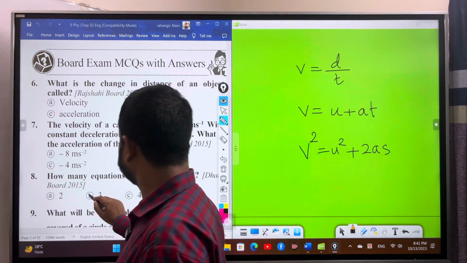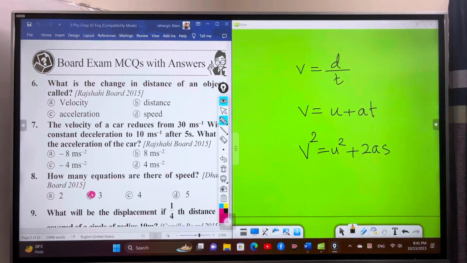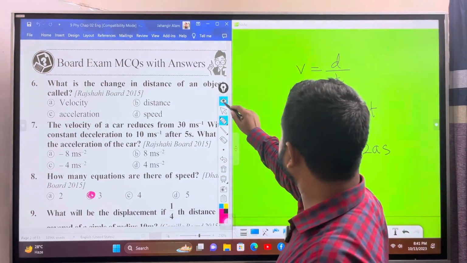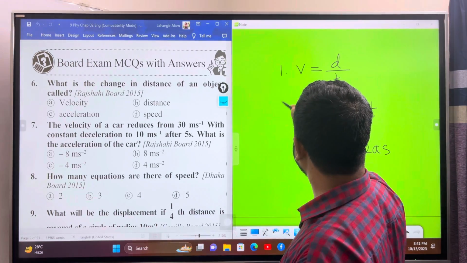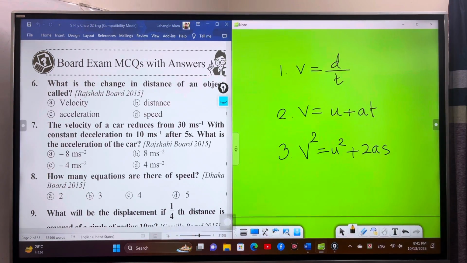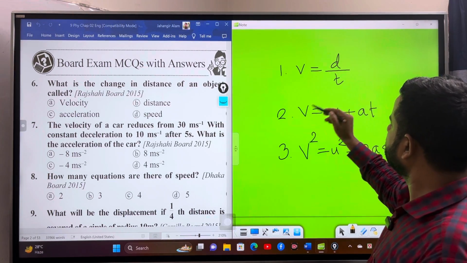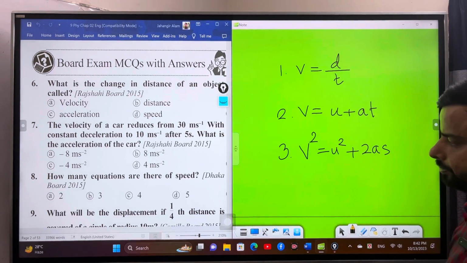So the correct answer is B. There are three equations, number 1, number 2, number 3. To find out the speed or final velocity, we use three formulas.